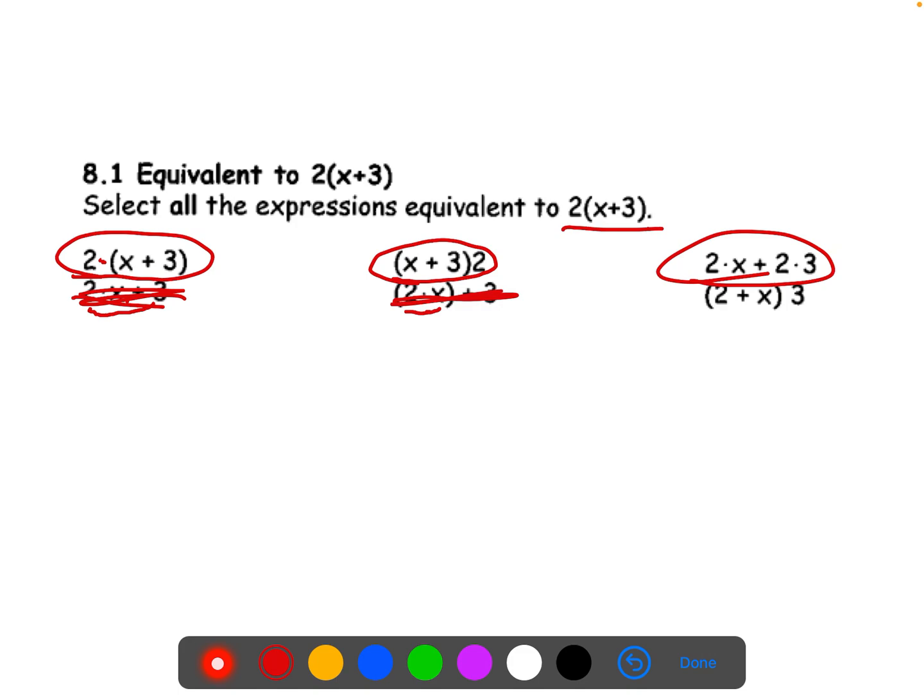And here, this one seems like it should work. We still have the parentheses, we're still multiplying. But the problem is now we're taking 3 of everything here in parentheses. Now we have 3 x's and 3 2's, and that wouldn't be equivalent either.